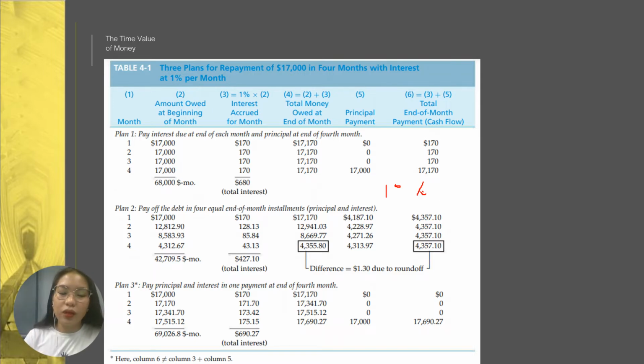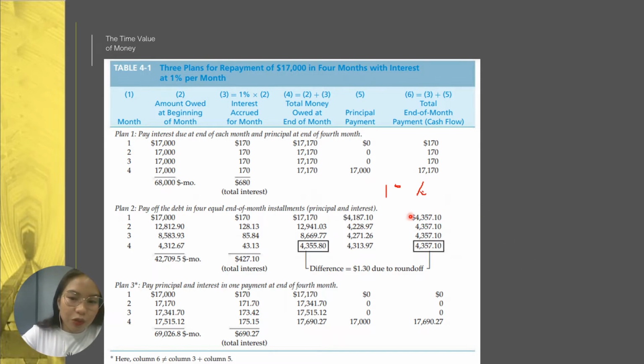Plan 2 is you pay off the debt in 4 equal end-of-month installments. Meaning, you divide the 17,000 plus the interest for 4 months, compute it as a whole, then divide by 4 so that you have equal parts, equal end-of-month installments.